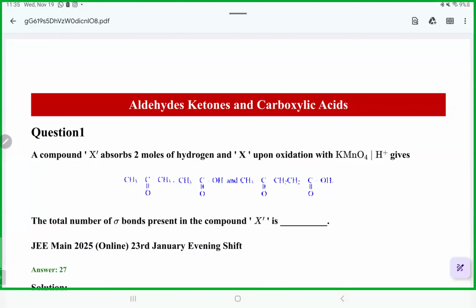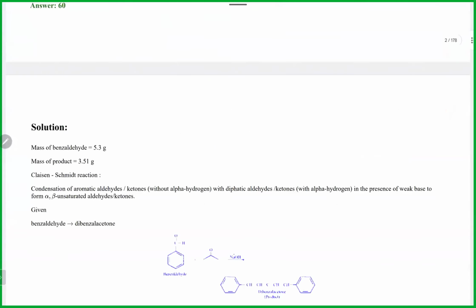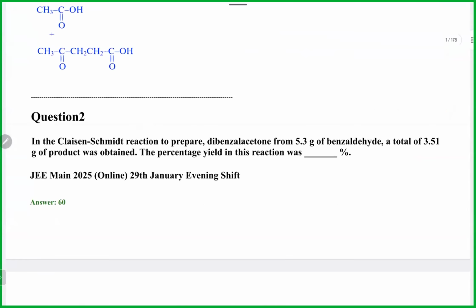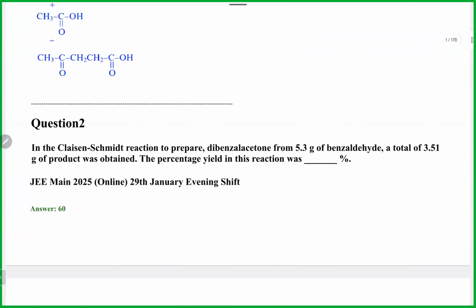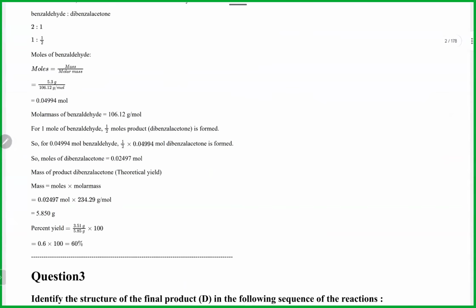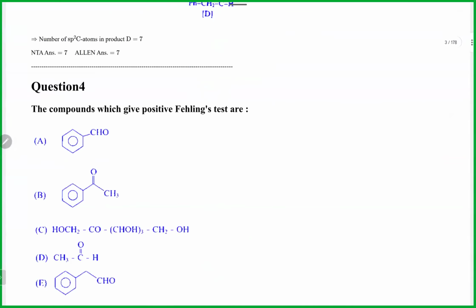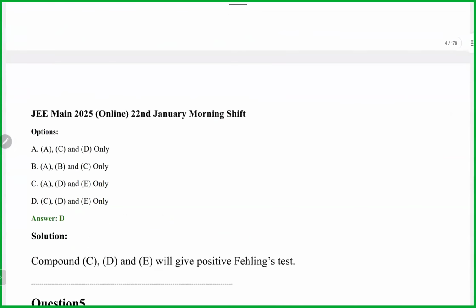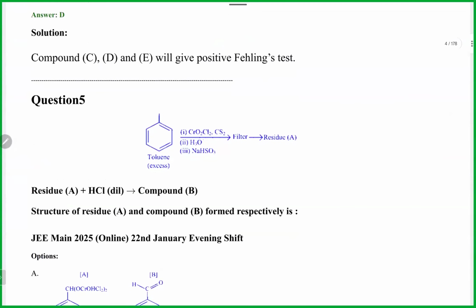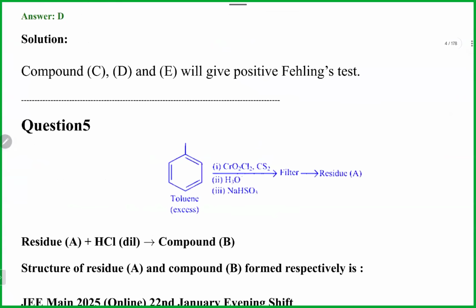Two moles of hydrogen and oxidation came under this, note this. Clemmensen, not this. PCl5, not this. Spelling test we didn't do.